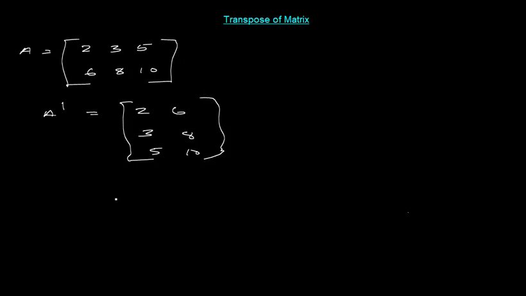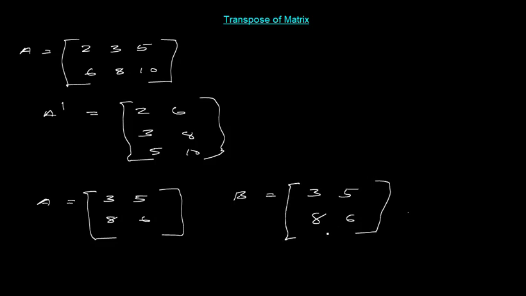If the elements of two matrices are same, then we say that they are equal matrix. For example, A is equal to 3, 5, 8, 6. This is one matrix and B equal to 3, 5, 8, 6. So these are exactly equal. Equal number of rows, equal number of columns, and the elements are also same. That means elements are in the same order. Only this kind of matrix are called equal matrix.